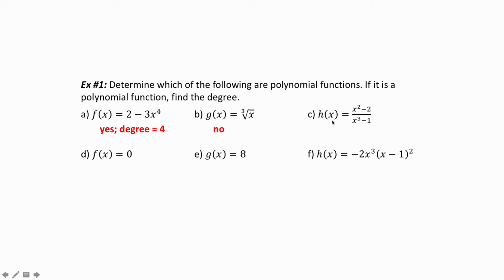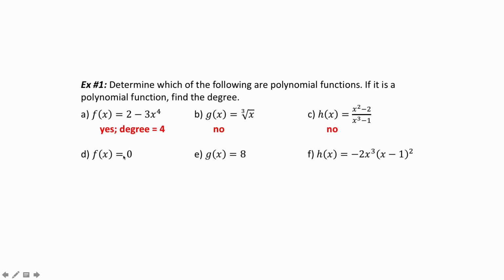For C, we want to take a look at this rational function. So h of x, is this going to be a polynomial? Well, a rational function is the quotient of two distinct polynomials. So everything in our numerator has a non-negative integer exponent, but our denominator actually is being raised to the -1 power. Anytime you have a variable in your denominator, it is not going to be a polynomial function. So this is not a polynomial function because we have our variable in the denominator.